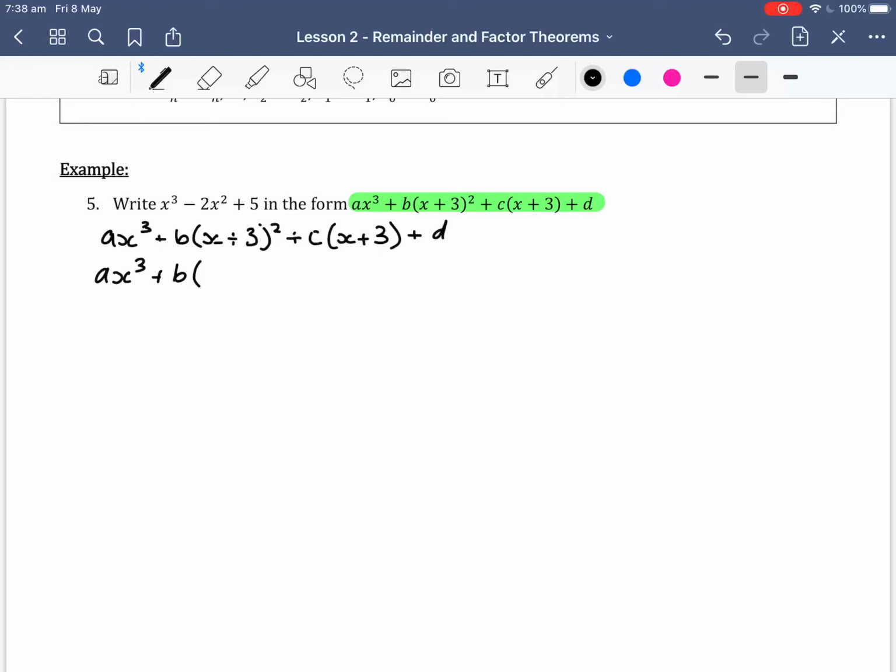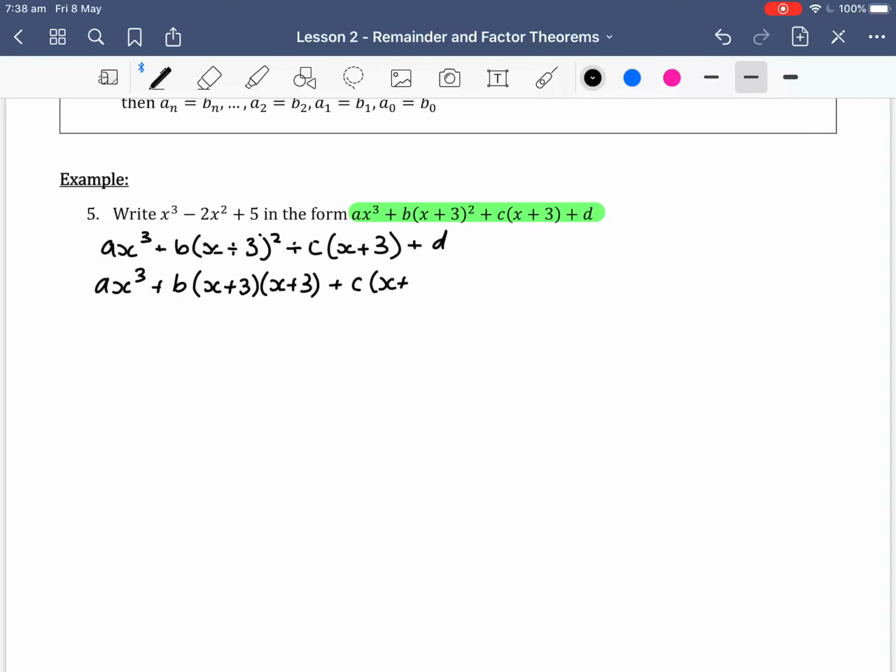So we have ax cubed plus b times (x plus 3) times (x plus 3) plus c times (x plus 3) plus d.